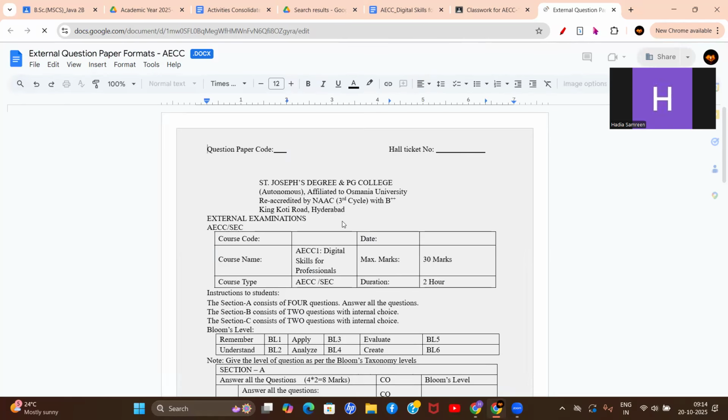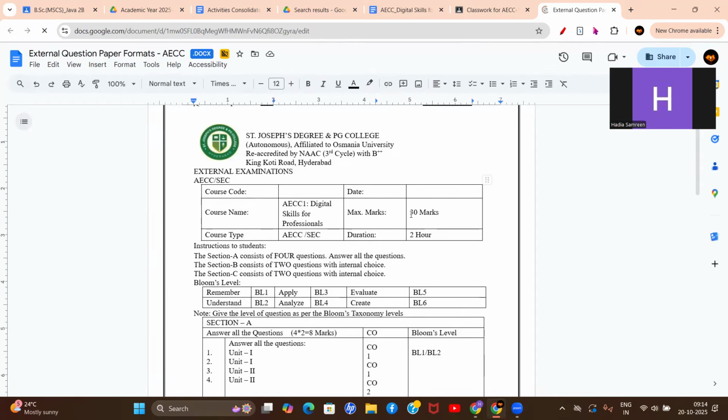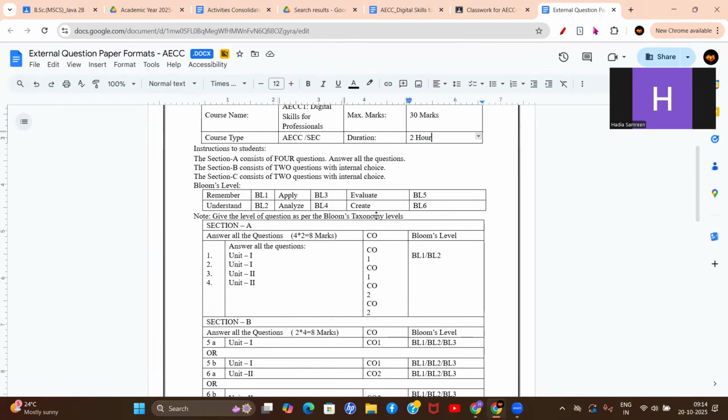So this is the format for your external and semester exam. Your exam will be of 30 marks, and it will be 2 hours duration. Now, how many sections will you have? Three sections: section A, section B, and section C.